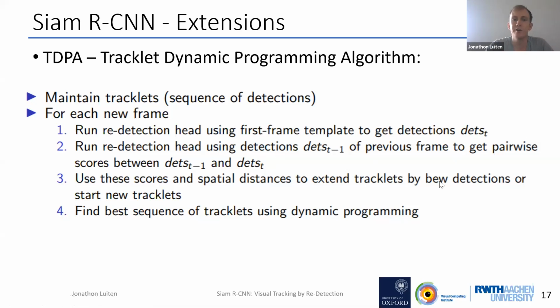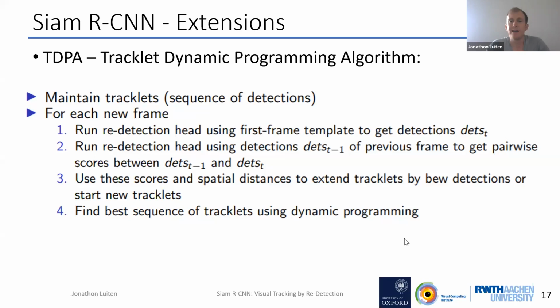Then we use these scores and the spatial distances. When you have 2 frames that are contiguous, the spatial distance is relevant now because spatio-temporal persistency means that the object shouldn't have moved very far. We use this to extend the tracklets, like I said, or to start new tracklets if this detection shouldn't belong to any previous tracklet.